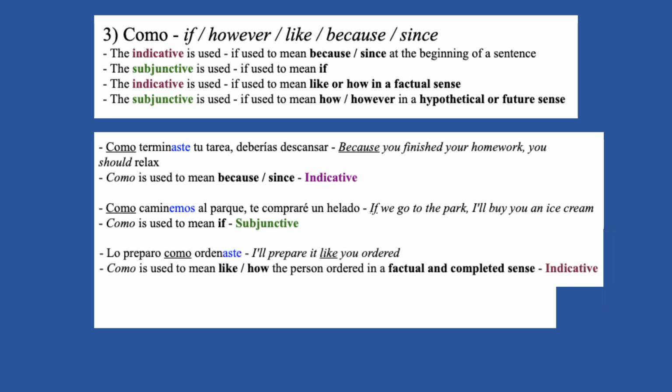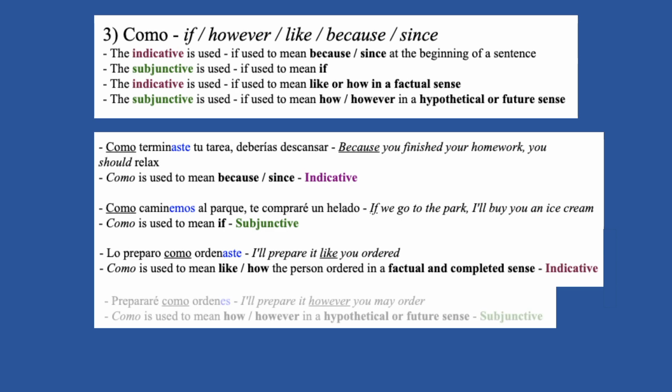Lo preparo como ordenaste. So como is used to mean like or how the person ordered in a factual and completed sense, so we use the indicative. Prepararé como ordenes. In this case, it means how or however in a hypothetical or future sense, so we use the subjunctive.